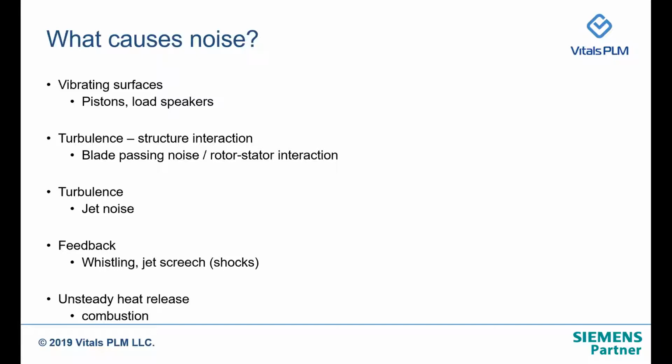And in the case of feedback, like whistling and jet screech, there is a strong coupling between the flow part and the acoustic part through the feedback mechanism, and that would become one kind of noise source. And when there is unsteady heat release, sudden heat release, that would also become a source for a highly fluctuating pressure field as a result of high gradients of the temperature field. An example is combustion, which is called thermoacoustic problems.